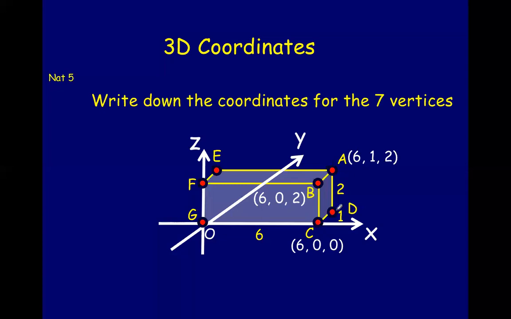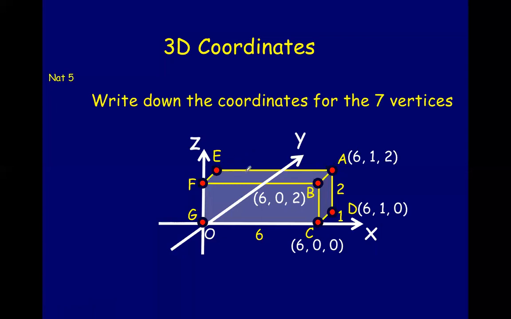Because if you were to move D back, remember D is along the y-axis here. If you want to move D back, D would just meet C at 6 here. It doesn't go up, but it goes along y by 1. So it's got a 6 for x, a 1 for y, and 0 for z. So 6, 1, and 0. Okay, so we've done A, B, C, D.